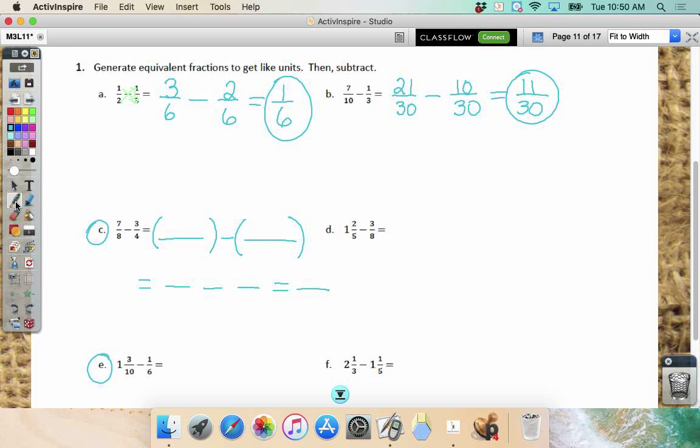So somebody already said what it is. What is it? 8. Right? And one of these fractions gets to stay the same. 7/8. Now 3/4, I'm going to have to change to 8s. So 4 times what equals 8? And whatever you do to the bottom, you do to the top. And what's my answer? 1/8.